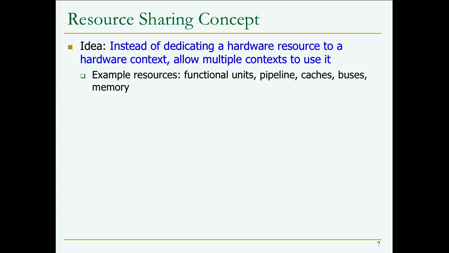Okay, so why do we do this, basically? We're sharing resources because dedicating a hardware resource to a single hardware context, single thread, or single process is expensive. As opposed to that, we're going to allow multiple hardware contexts or threads to use it. Example resources may be functional units, pipeline, caches, buses, memory, and so on. In fact, in multi-threaded pipelines, functional units are shared across different threads at the same time as well.